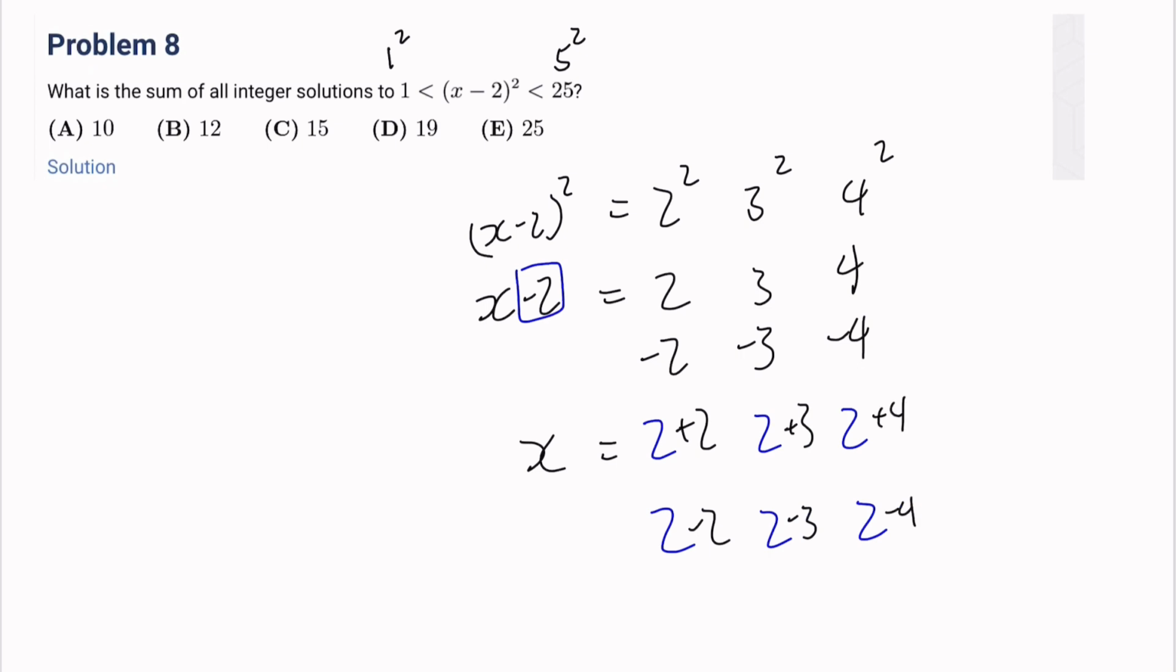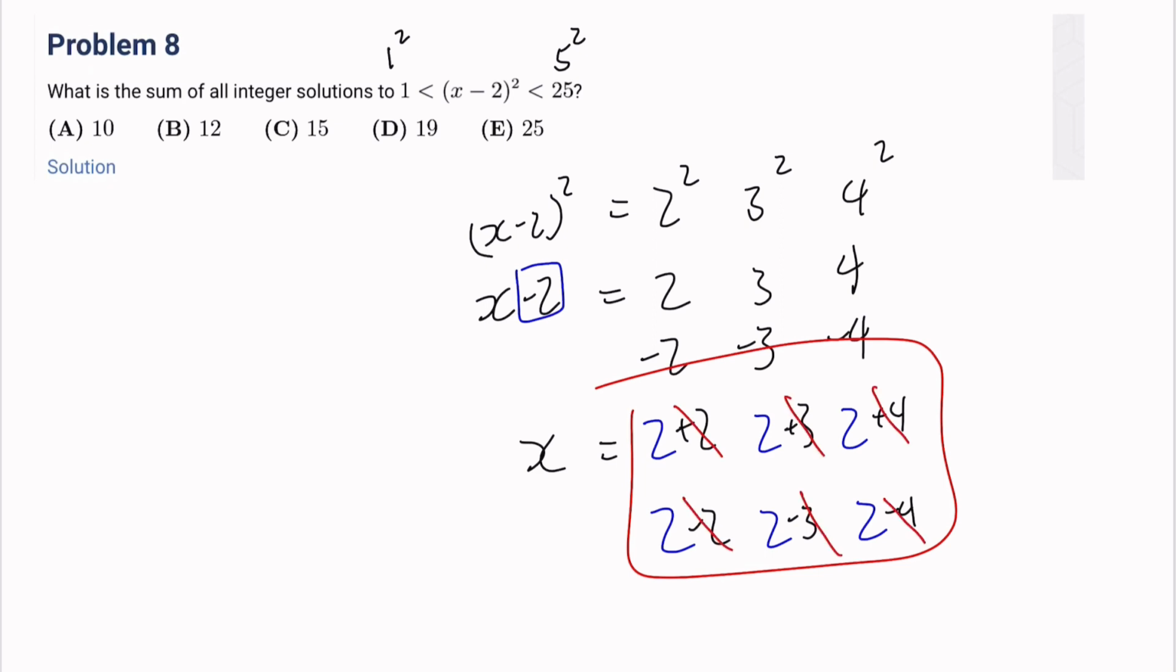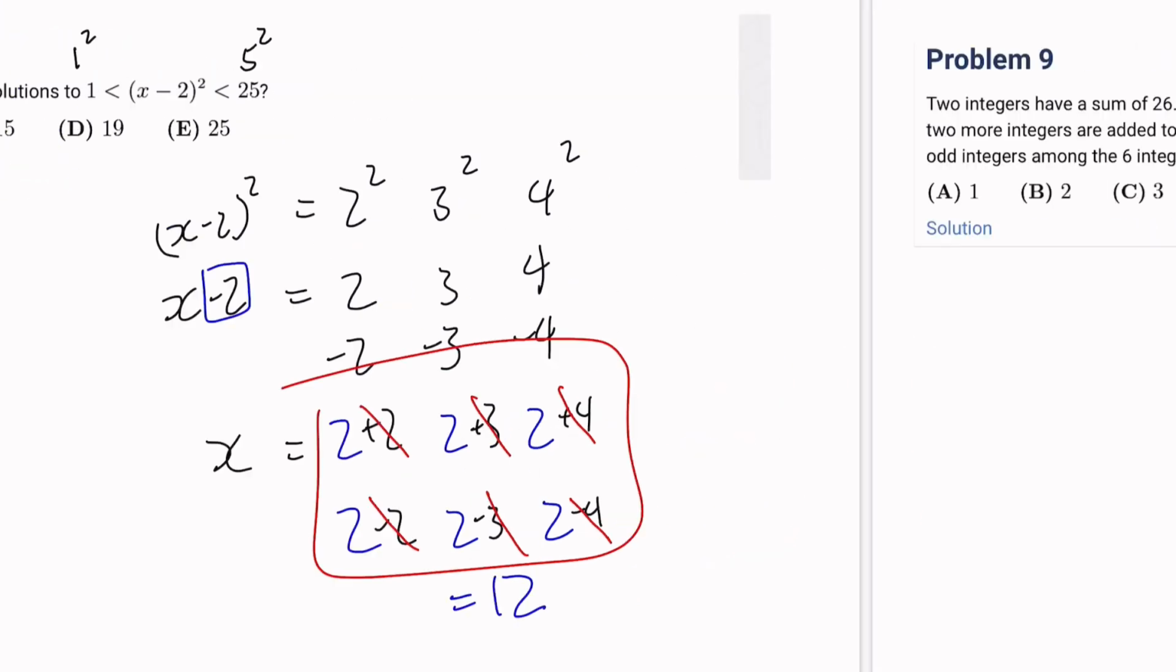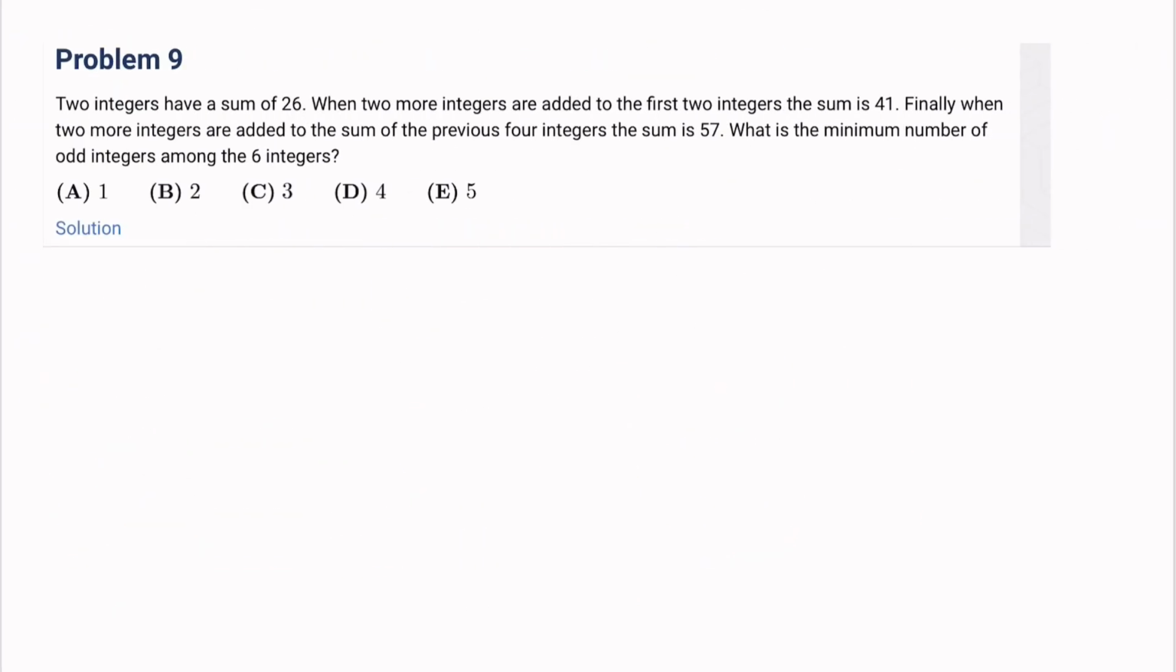And then we have to add all of these up. And so that would give us, these two would cancel, these two would cancel, these two would cancel, so that would give us 6 of the 2's, which is 12. The answer is B. Number 9, 2 integers have a sum of 26.